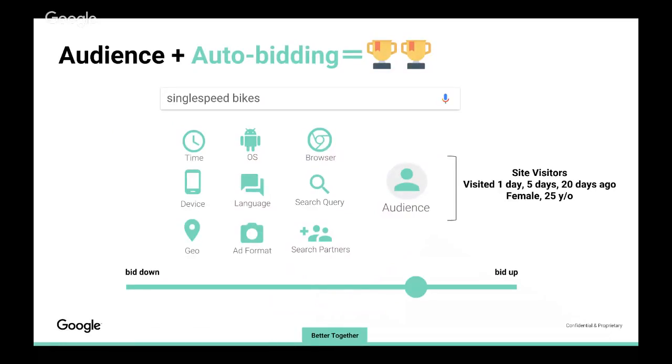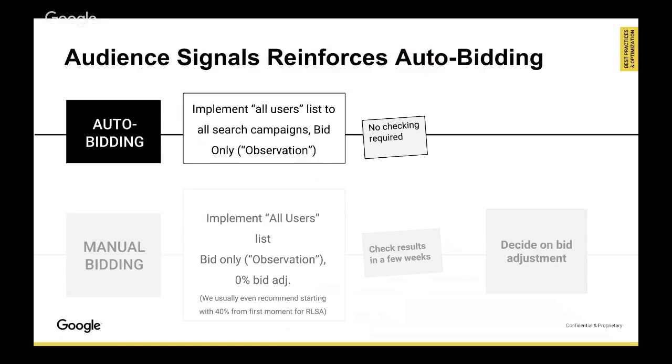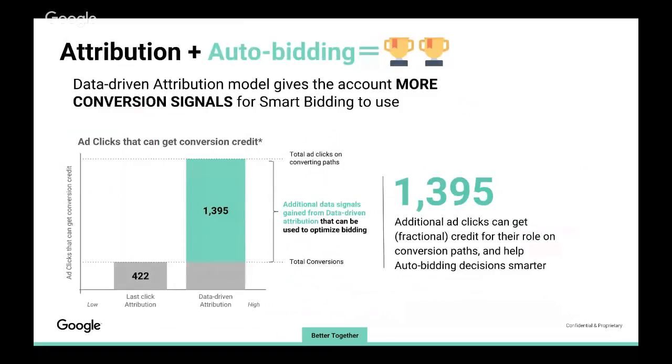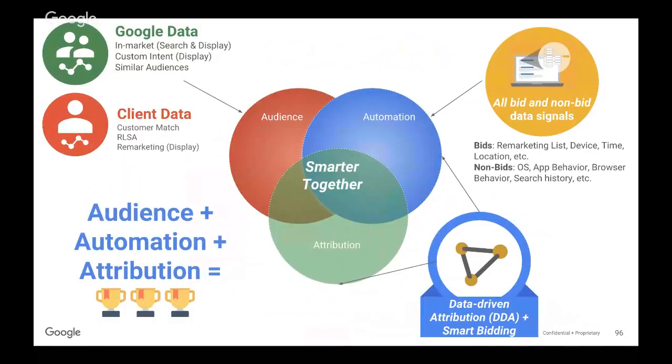With the audience and auto bidding, you'll be able to use our audience signal to help automate the campaign. And with attribution and auto bidding, once you change the attribution to the non-last click model, you'll be able to get additional clicks, so that you'll get more data signals for your auto bidding decision making. So it's important to bear in mind that audience, automation, and attribution should go hand in hand. They are smarter together, because with the audience, you'll be able to get more signal when it comes to the bidding decision.